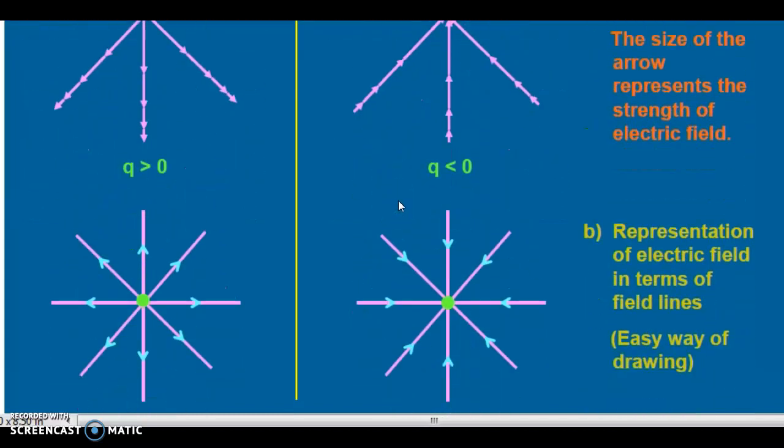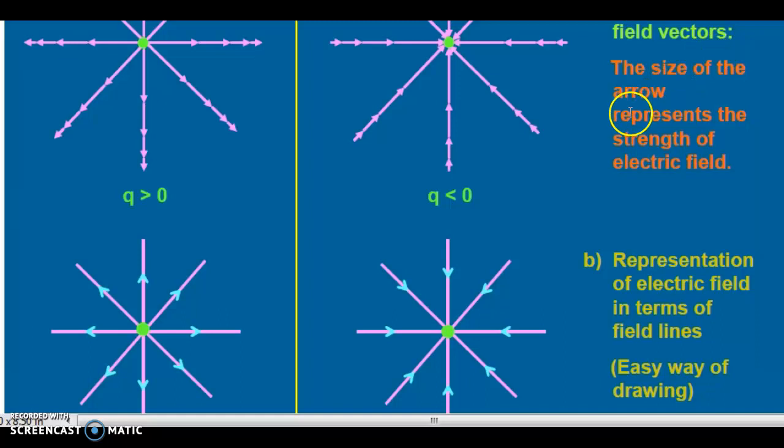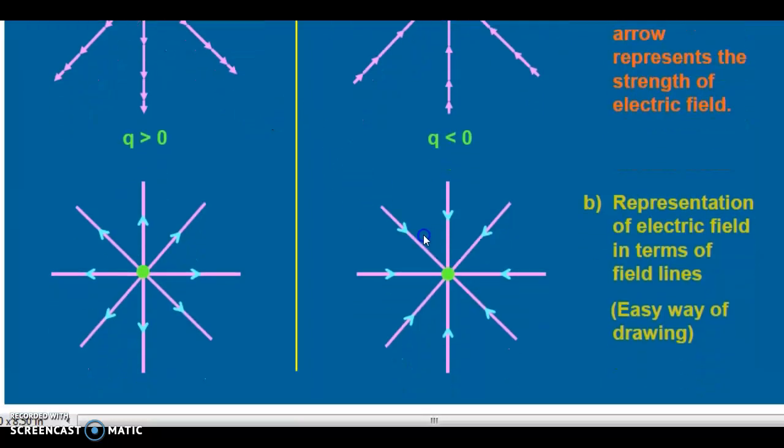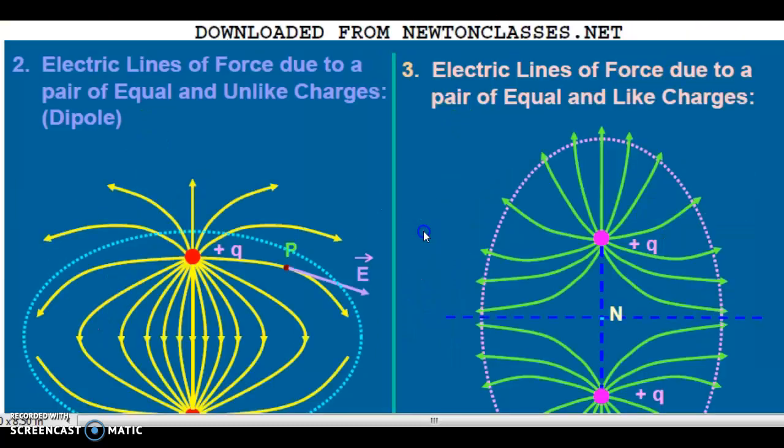The arrow is indicating, first, the size of the arrow represents the strength of the electric field. The arrow size keeps on decreasing gradually, so the electric field keeps on decreasing gradually. These arrows are marking whether it is radially inward or radially outward.